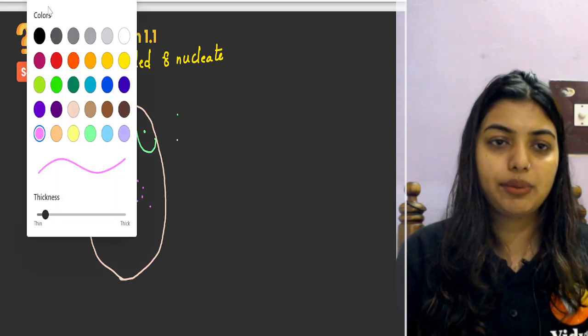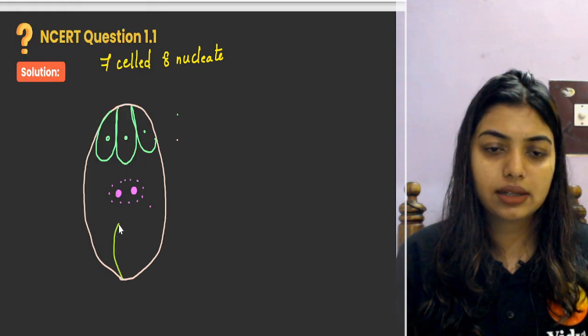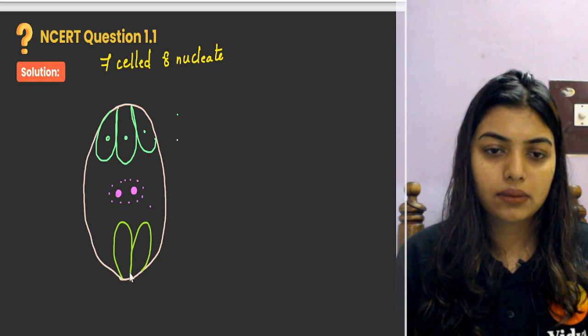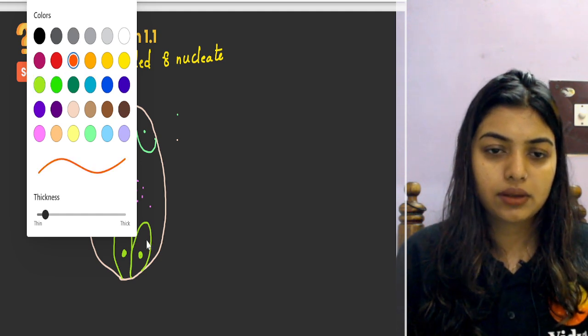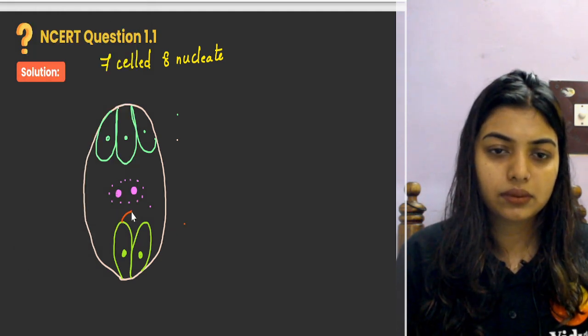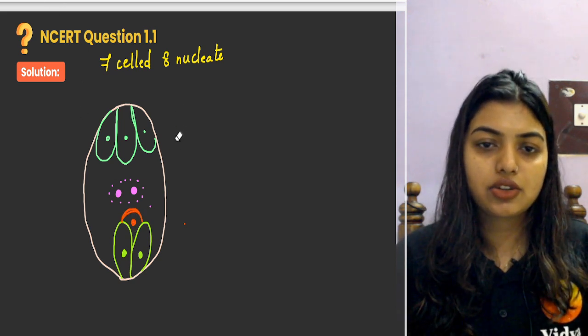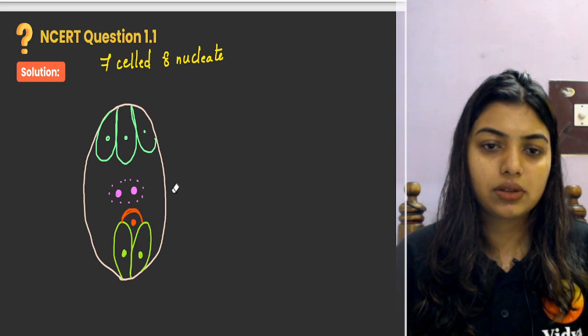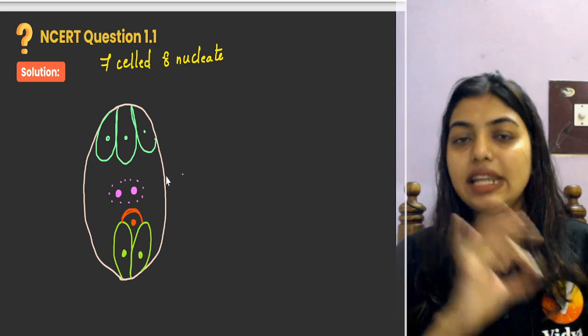You would have understood what I'm drawing, right? It's the embryo sac. What is missing here? Egg is missing. This is the egg. So this is our structure. Now students, the question is, can you explain how it is 7-celled 8-nucleate?